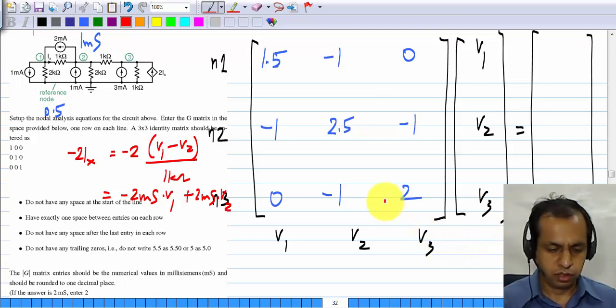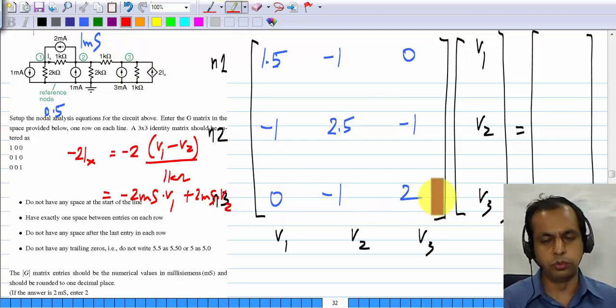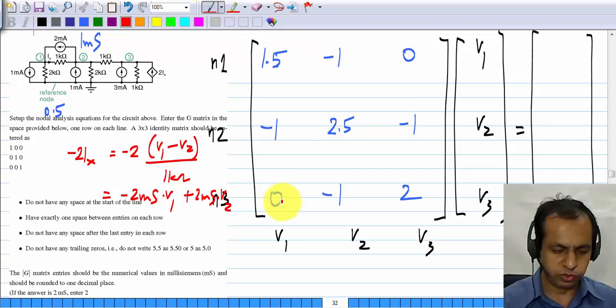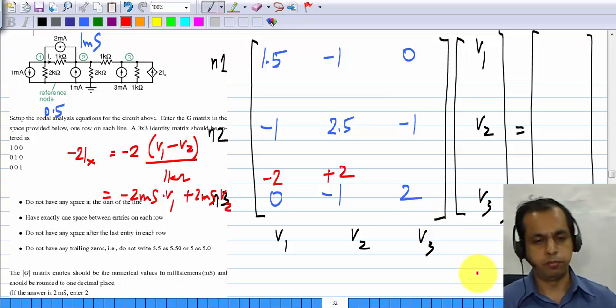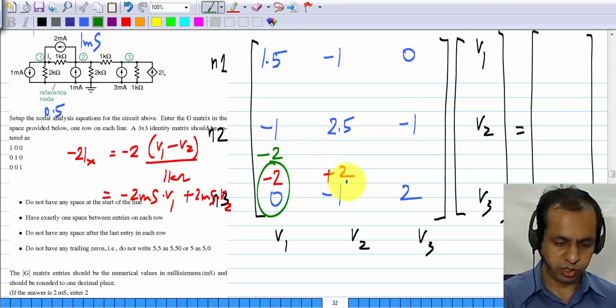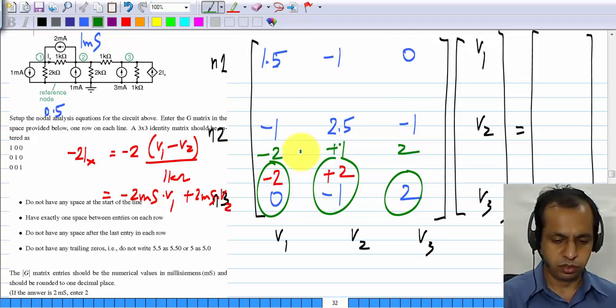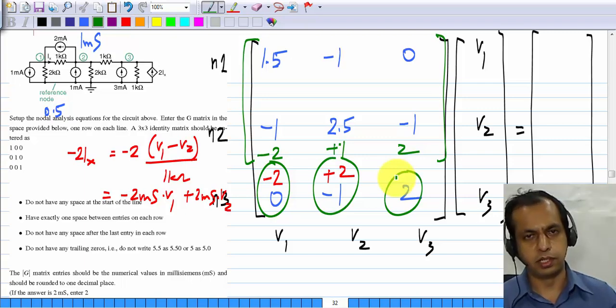So this of course is for node 3, so it belongs to the third row, and to the coefficient of V1 we have an extra minus 2, to the coefficient of V2 we have an extra plus 2. And you sum the corresponding ones, you get minus 2 here, you get plus 1 here, and this remains as it is, 2. So this is the conductance matrix that you have to enter as the answer.